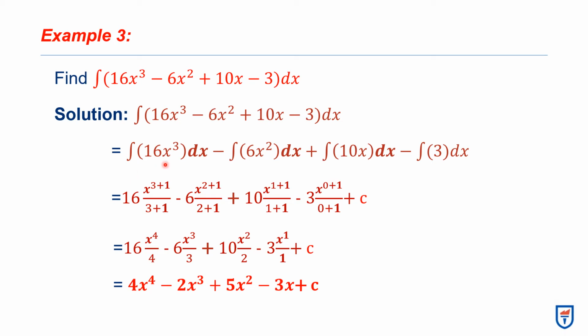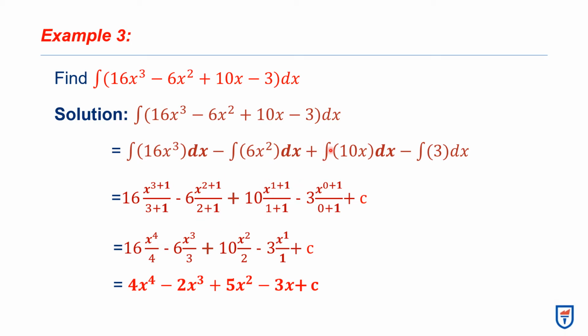So when we are integrating 16x cubed, we're going to have 16 times x. When integrating a variable, we need to add 1 to the power, and then we divide by the total number of power. So we're simply saying 16x to the power 3 plus 1 divided by 3 plus 1. So we divide with the total power. Then we say minus. Then we integrate our second term, which is 6x squared. We're going to add 1 on our power. Then we're going to have 6x to the power 2 plus 1 divided by the total power, which is 2 plus 1.